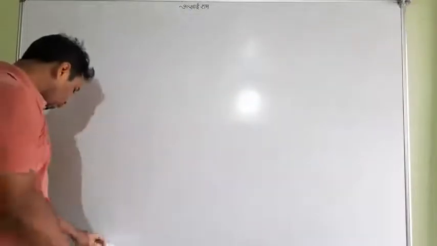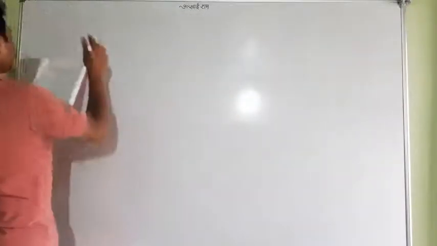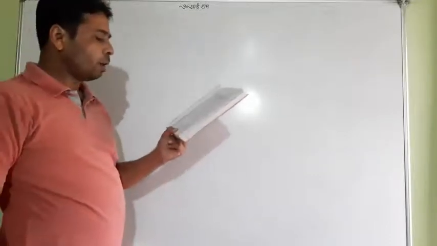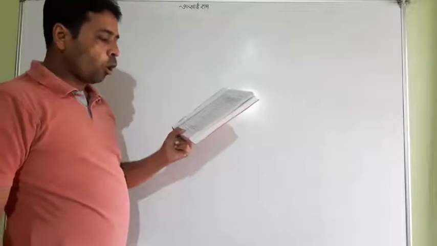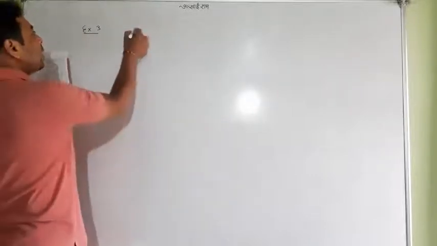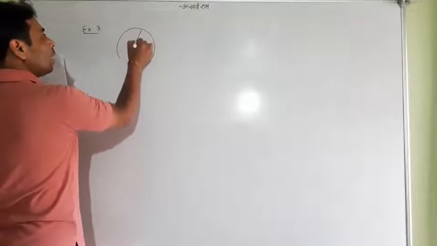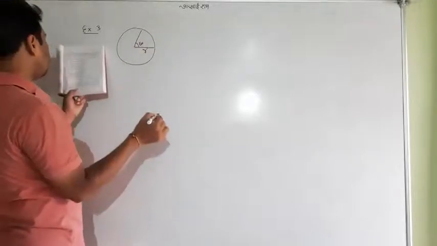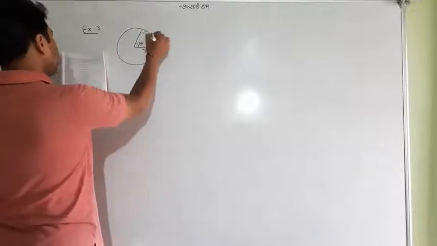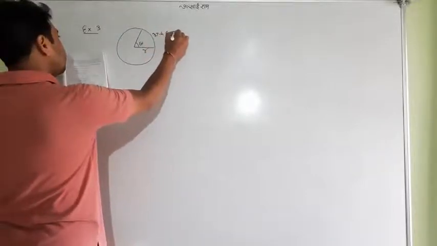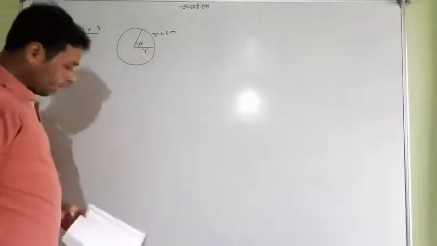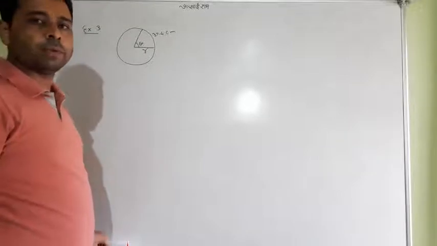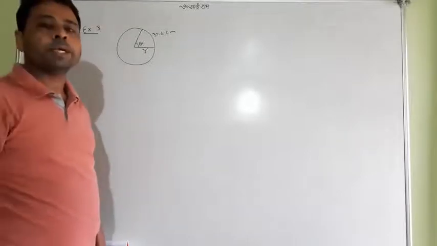What is the next question? It is example number 3. The next example says, find the radius of the circle in which the centered angle is 60 degrees, and the radius we want to find out, and it intercepts an arc of 37.4 centimeters, meaning the length of the arc is 37.4 centimeters, and you want to find the radius. This is again a new kind of question, but an easy question.